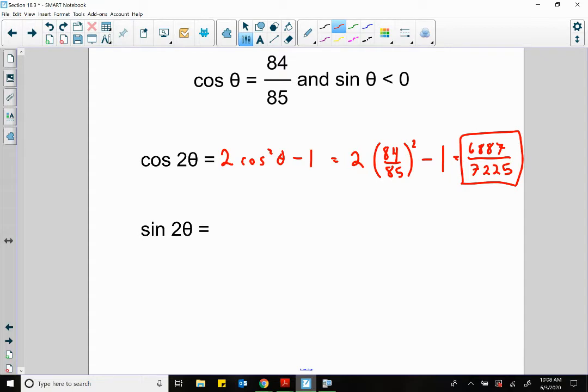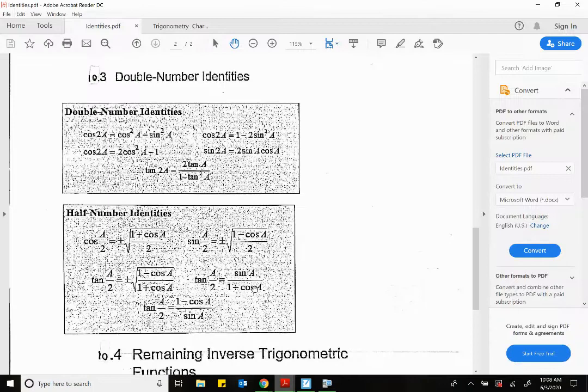Now, let's talk about sine. Up here, we know that sine must be negative. In order to figure out the sine double angle, if you go back to your formulas, there's only one formula, and it's 2 times sine cosine. So we actually have to figure out what sine is. You got a couple of ways to do that. You already know what the cosine double angle is, so you could plug in that fraction here and solve for sine.